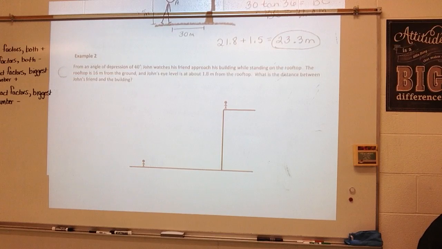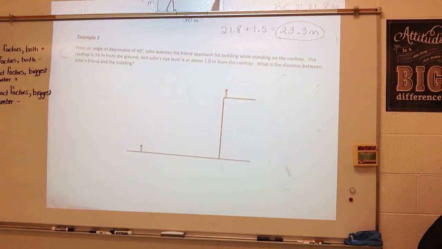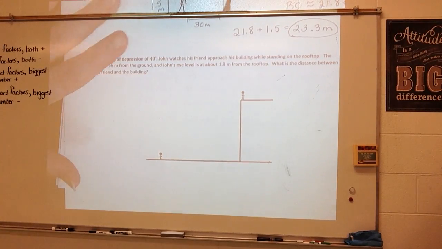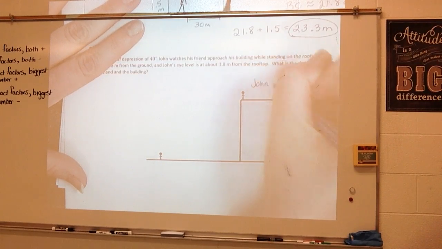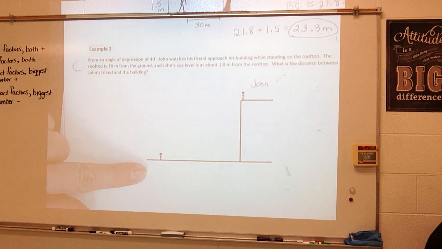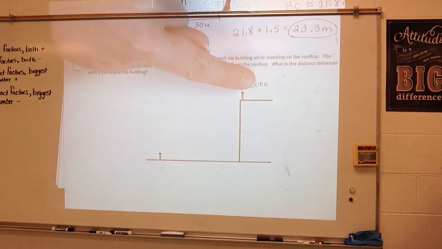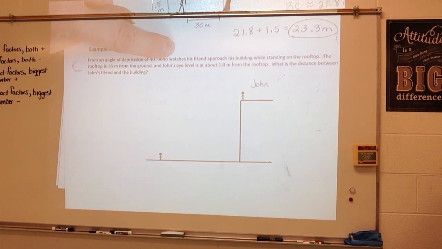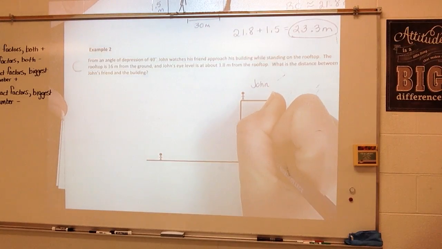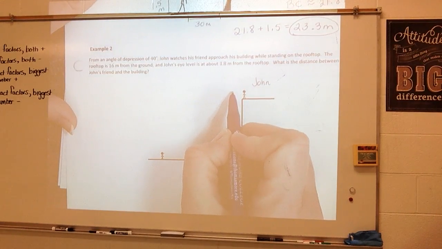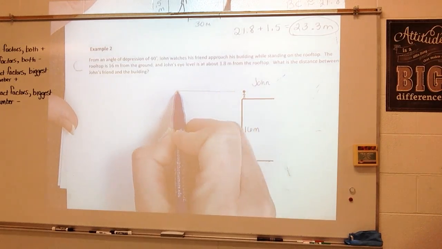I strongly suggest that you mark your diagram with the information that we know. Here's John, and this is his friend down here. It tells me from an angle of depression of 40, so we're looking from John down. John watches his friend approach the building while standing on the rooftop. The rooftop is 16 meters from the ground, so this is 16 meters. Now, we're going to look at John's line of sight, or his eye level.